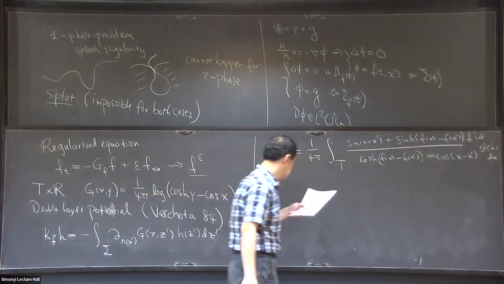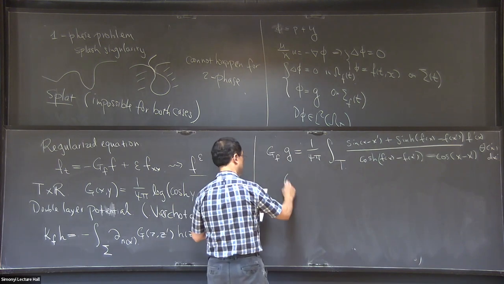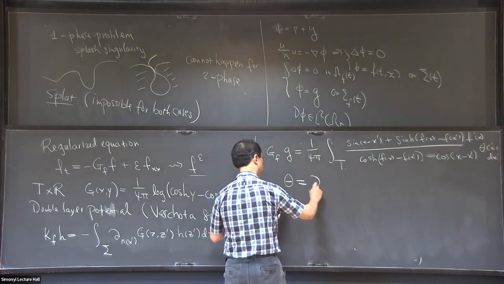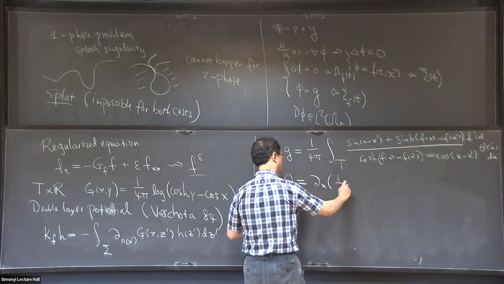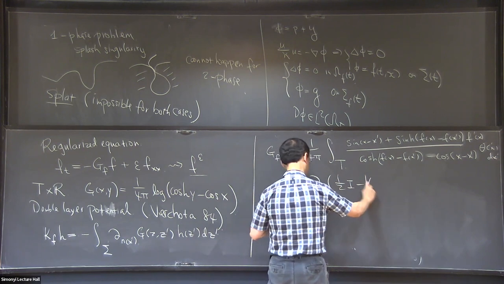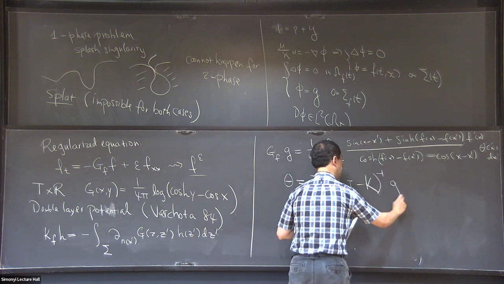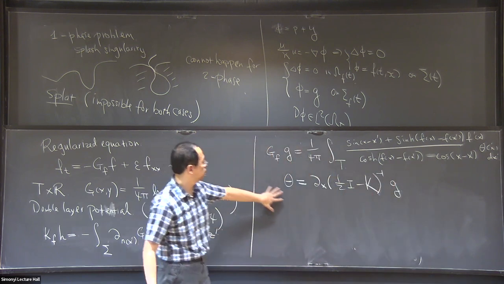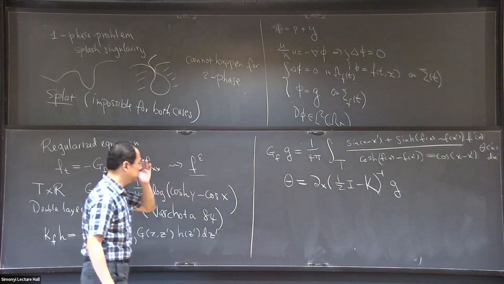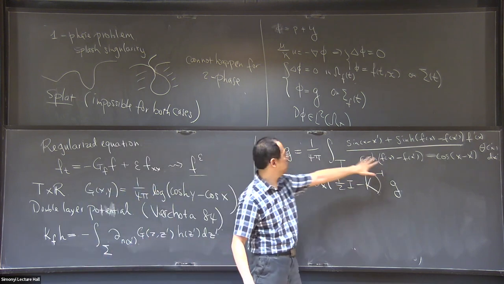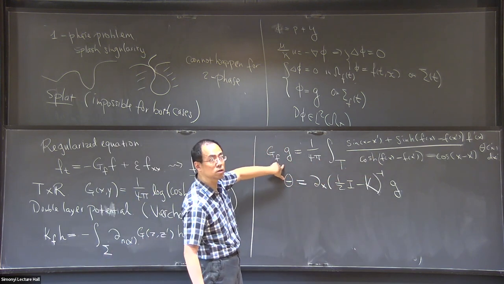Here theta(x prime) is given by the following formula. So theta is equal to partial x multiplied by the inverse of one half identity minus the volume potential. Okay, you first solve for theta by using this formula. Now you plug this into this integral. Then you get this directly as a numerical operator.